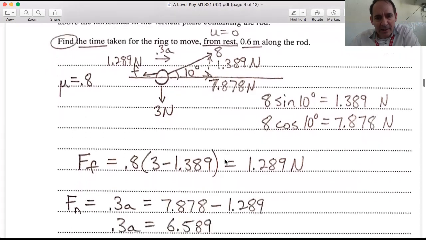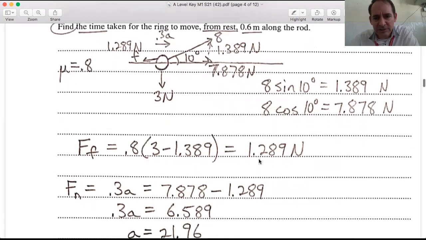So let's find our force due to friction. We take our mu, that is our coefficient of friction, 0.8, multiply it by the normal contact force, which is your forces resolved vertically on the ring. So that's 3 newtons down minus the 1.389 newtons up. A lot of students forget to subtract this upward pull from this diagonal force here. So don't forget to do that. So your overall force of friction is 1.289.